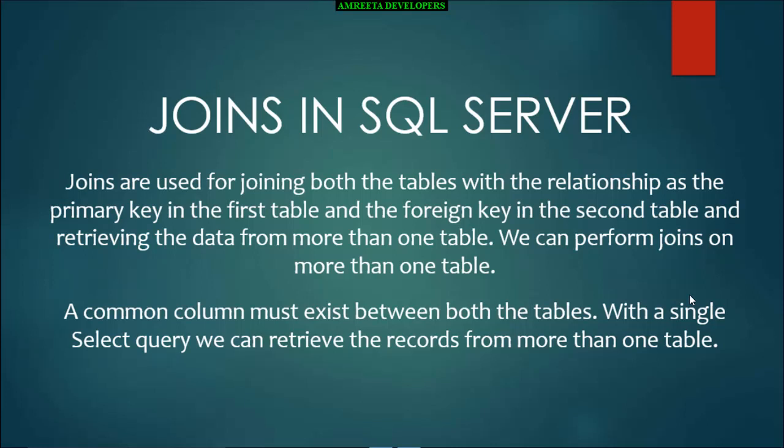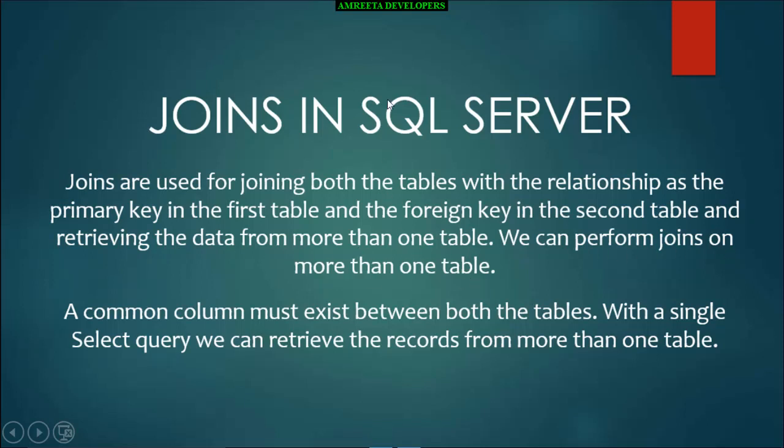So let's start. Let's see what joins are. Joins are used for joining tables with a relationship, the primary key in the first table and the foreign key in the second table, and retrieving data from more than one table. We can perform joins on more than one table.